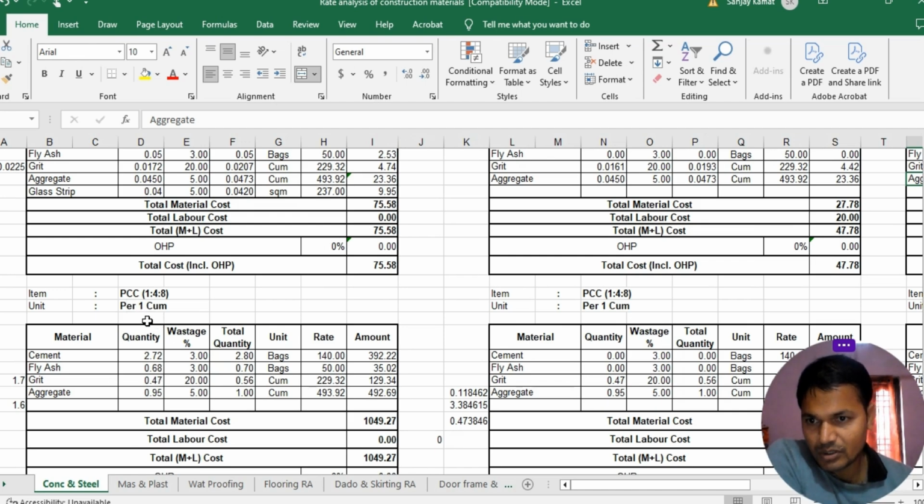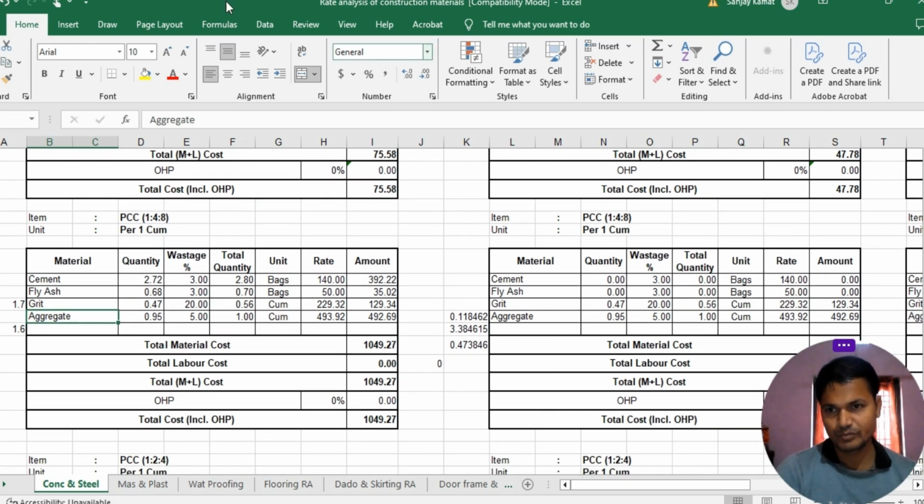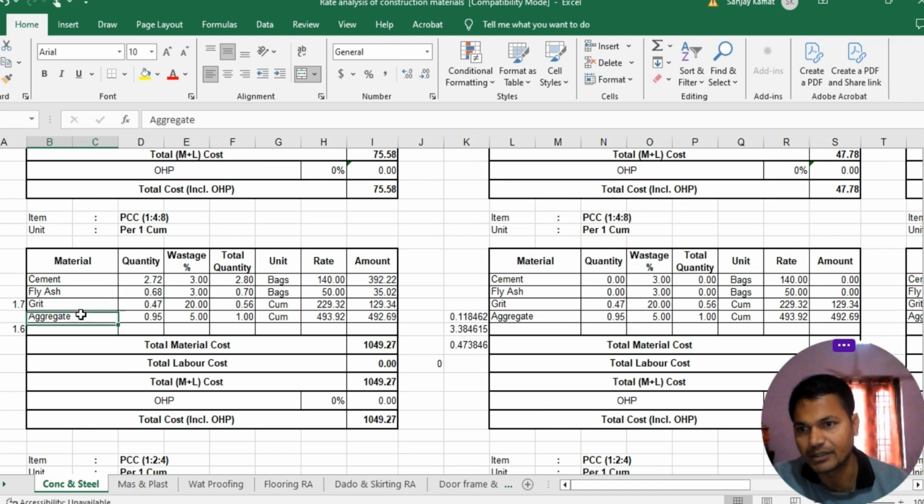So for 1 cubic, to prepare and estimate the rate analysis for the PCC, we use the same materials. Which materials will we use? We'll use cement, fly ash, grit and aggregate.